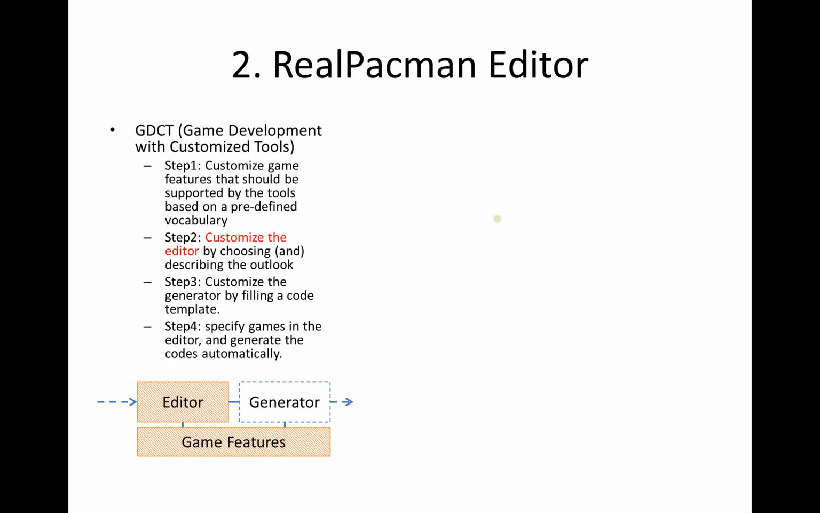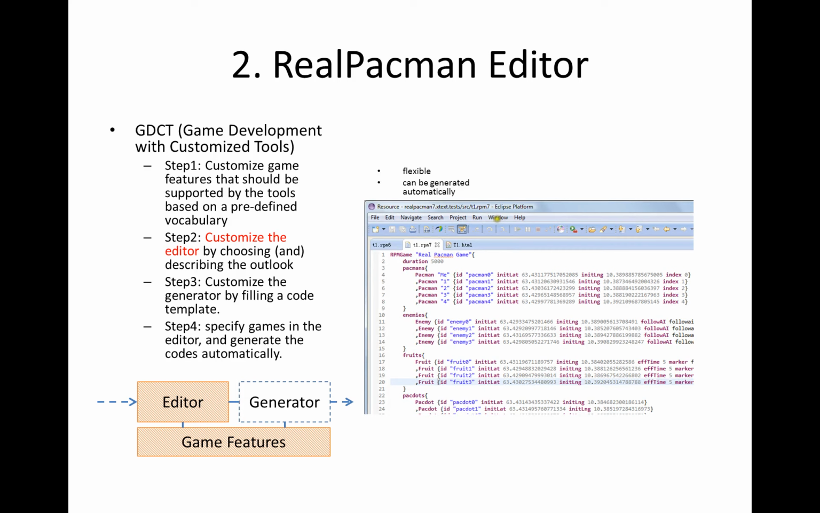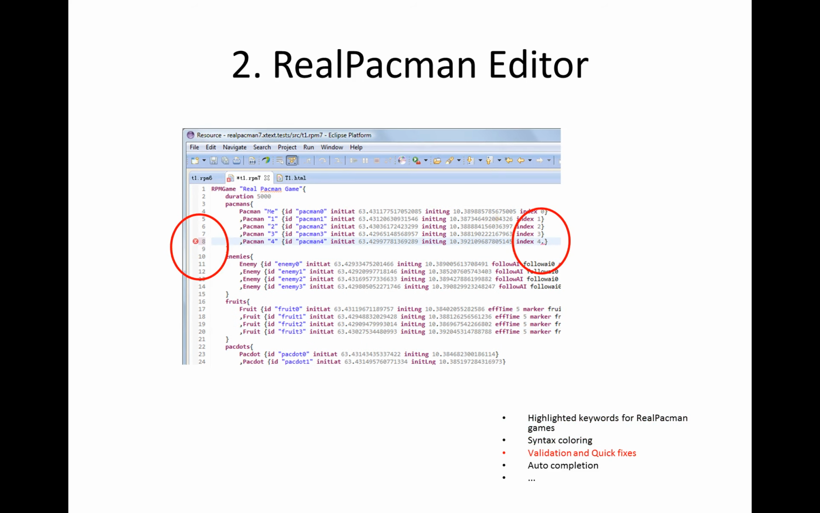Step 2. Customize the game editor by choosing and describing its outlook. Such editors can be matrix-based, tree-based, textual, or diagrammatical. Usually, diagrammatical editors provide better visualization effects, but also require more effort to describe the outlook. For our case, we choose to use a textual editor as it can be automatically generated with no cost. The textual editor provides features like keyword highlighting, syntax coloring, data validation, and auto-completion.